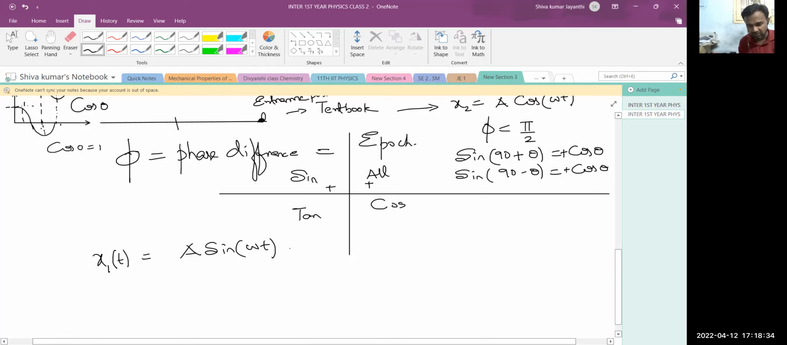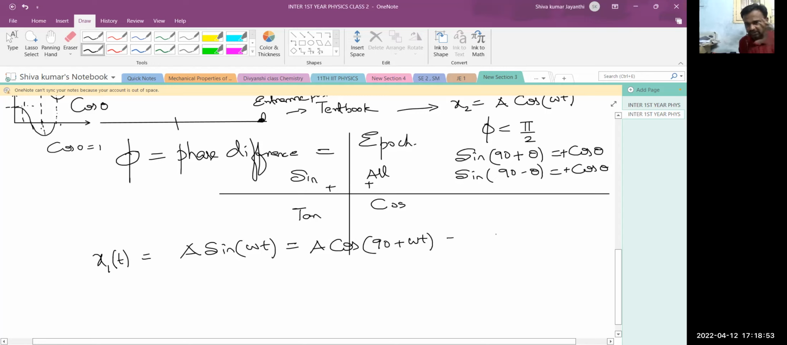How t came, I will explain that. Okay, it's actually theta, no? How it became omega t, I'll explain that. It can be written as a cosine: cos(90 plus omega t).